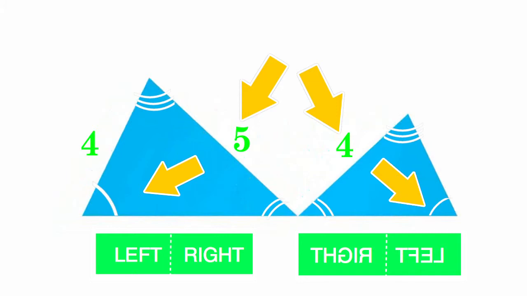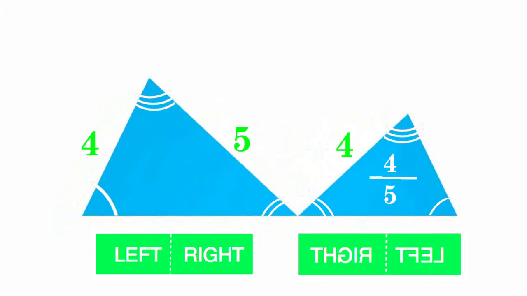Comparing these sides tells us that the small triangle is 4/5 the scale of the bigger triangle. So to find the right side of our smaller triangle, we need to multiply the left side of our larger triangle by 4/5. This gives us a length of 16/5, or 3.2.